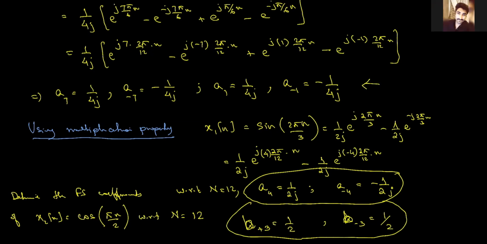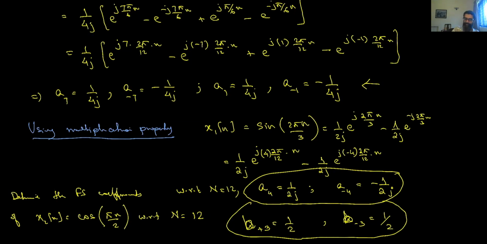Who determined b3 and b minus 3 directly? I did it in my head. So basically I see that the period is actually 4, but I'm doing it with respect to 12. So the exponent should be multiplied by 3. That's what I've done. But I would do it exactly this way. So this is pi by 2, so this is 2 pi by 4, and this must be multiplied by 3 to get 2 pi by 12.